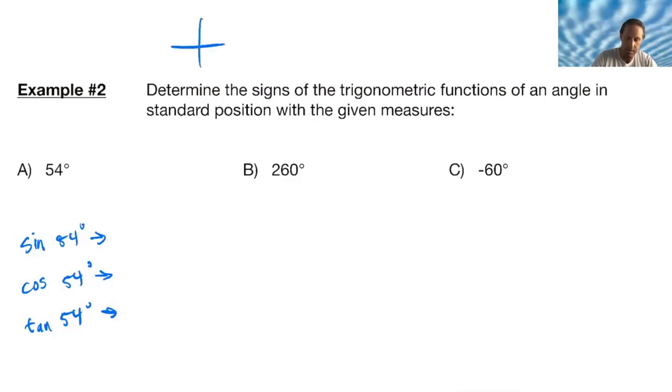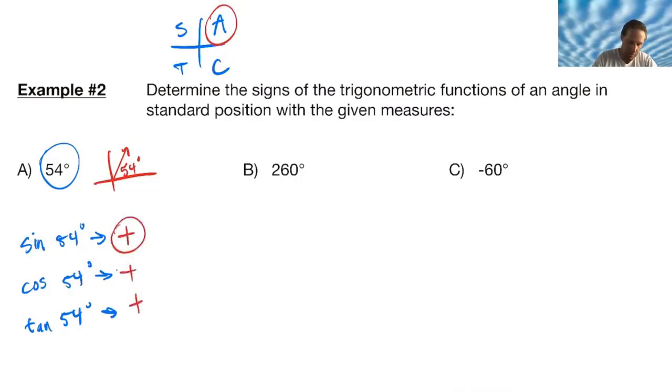This is utilizing the All Students Take Calculus or ASTC in class. And because we are at 54 degrees, we know that we are going to be in quadrant 1, somewhere about here. And therefore, we know that all of these are going to be positive, including the reciprocal of each sine, cosine, and tangent. Okay? So do me a favor, go ahead and pause it right here and go ahead and try parts B and C and then come back real quick and I'll finish it with you.